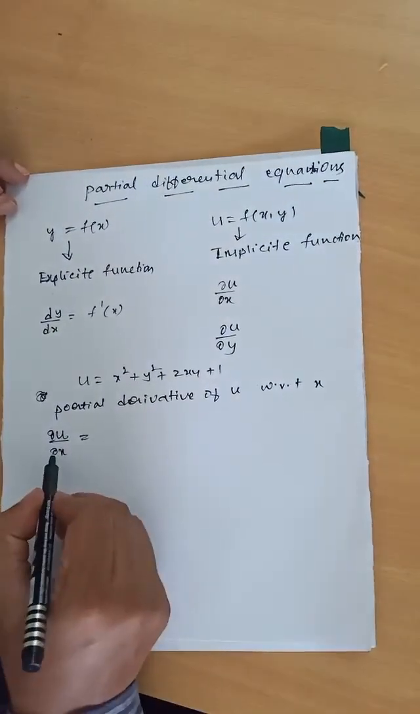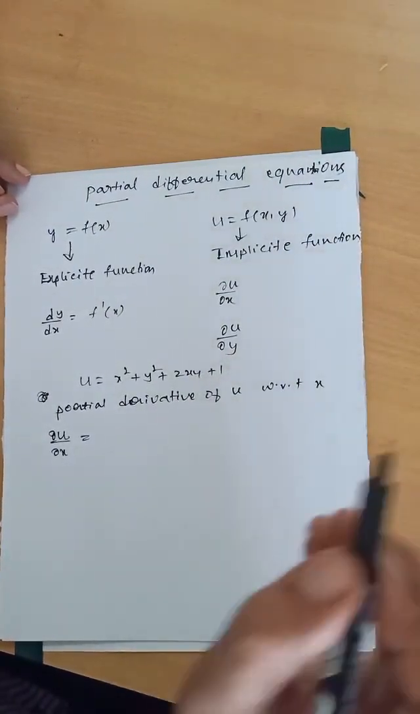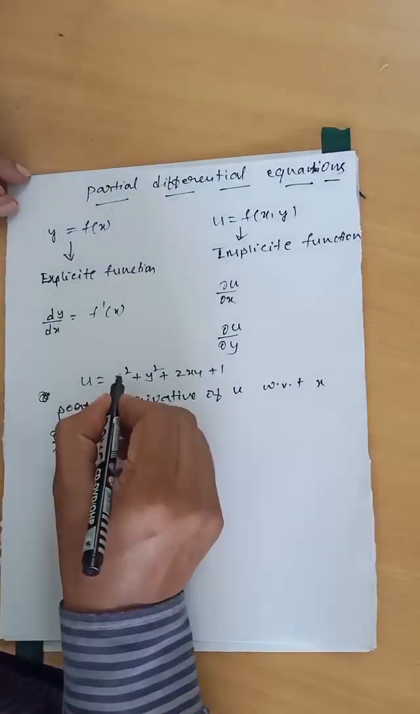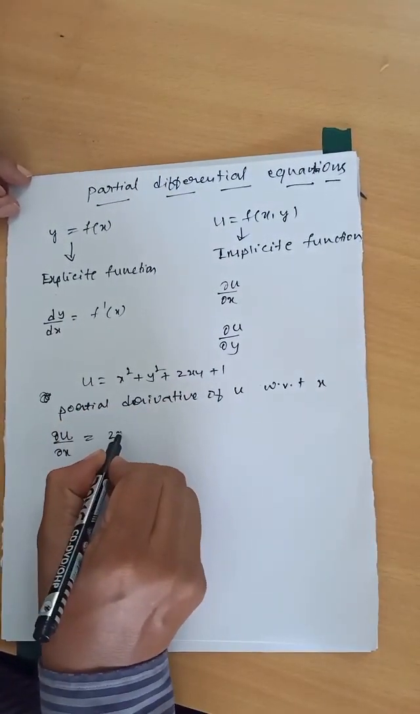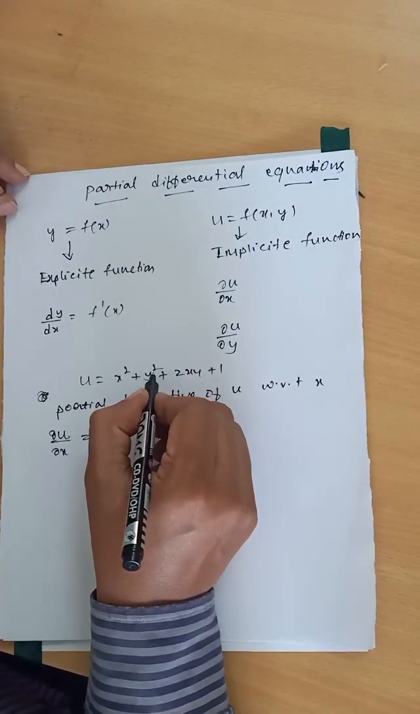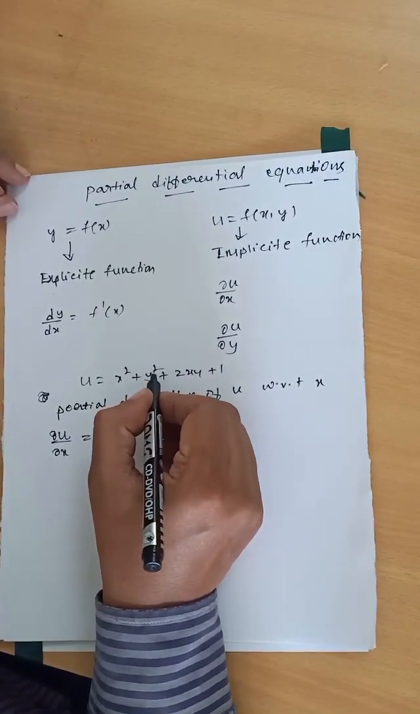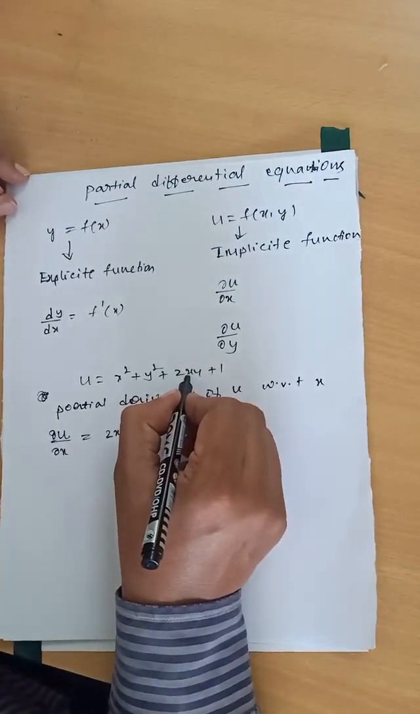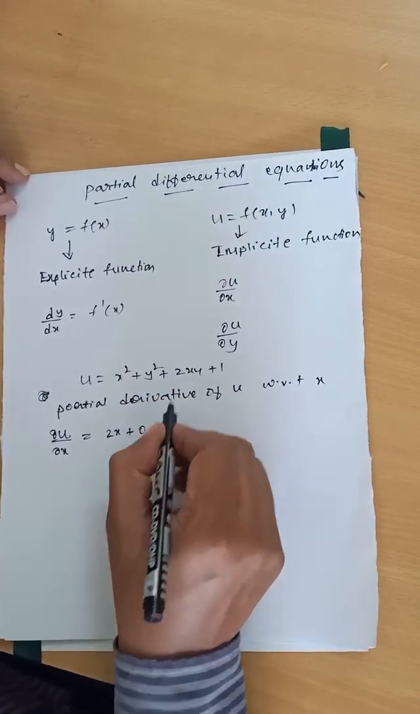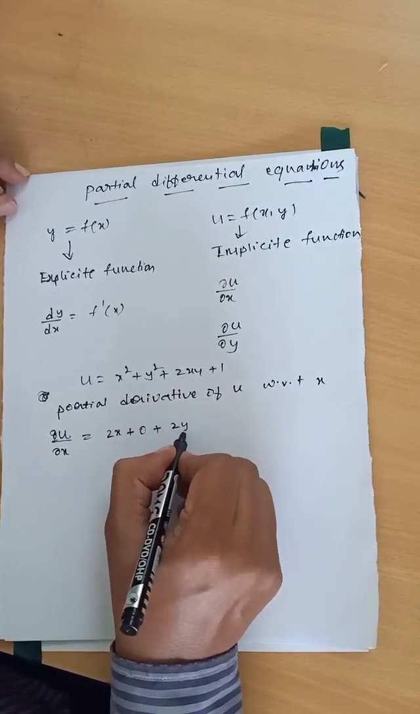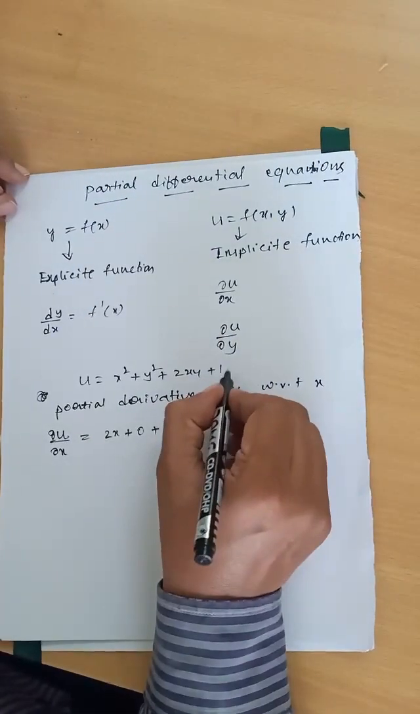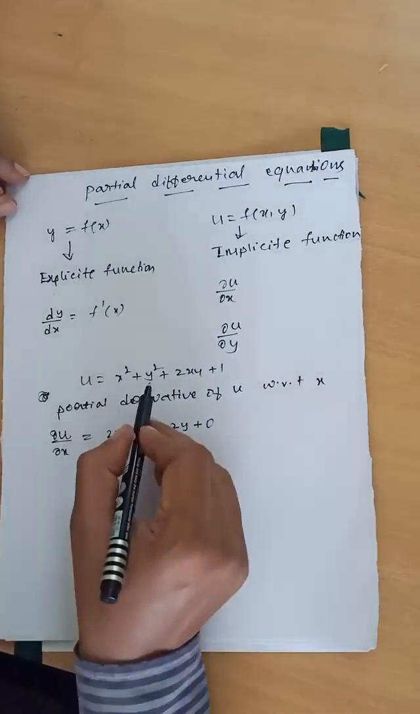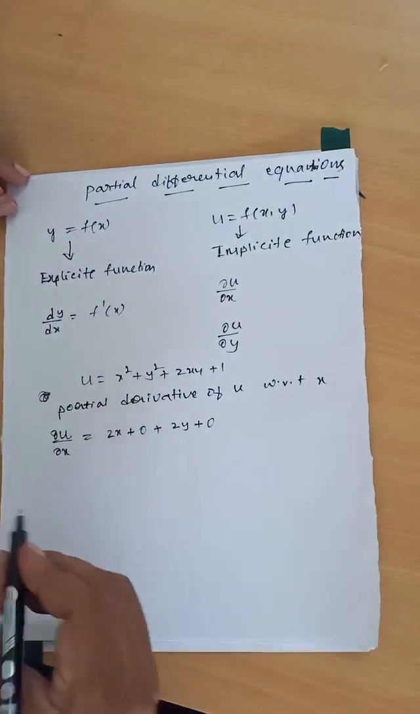Other variables, with respect to x, means y square, y, these are all treated as constant. With respect to x, the derivative of x square is 2x. Here y square is constant, and the derivative of a constant is 0. Plus, with respect to x we differentiate only the x term, that is x is 1, into 2 into y, that is 2y, plus the derivative of the constant is 0. All are clear about this? The partial derivative of u with respect to x, you will get 2x plus 2y.